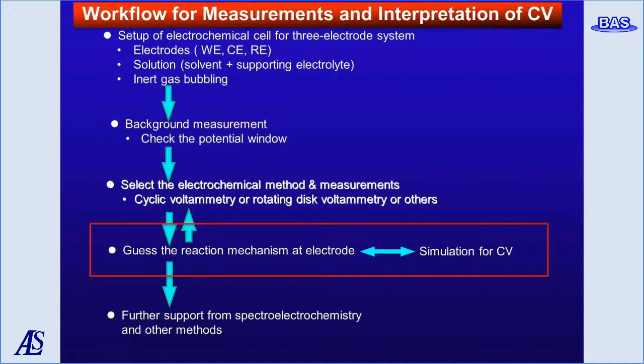Next, from these data, the redox reaction mechanism is discussed by combining the digital simulation technique. In addition, the combination of other physical or spectrophotometric methods with CV data can help the understanding of the reaction mechanism or the synthesis of the new reduced or oxidized species.